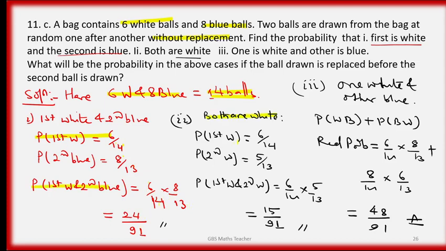And both are white. The probability of getting first white is 6 by 14. If first white has already occurred, then for the second white, there are 5 white only and total number is 13, that's why it is 5 by 13. And their probability, first white and second white, is 6 by 14 times 5 by 13, 15 by 91. And the last part.